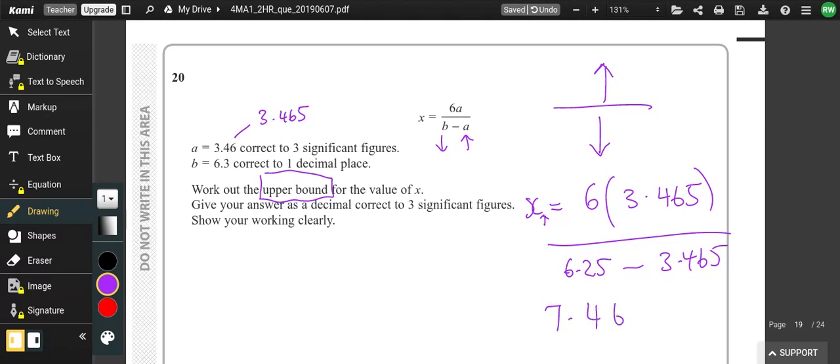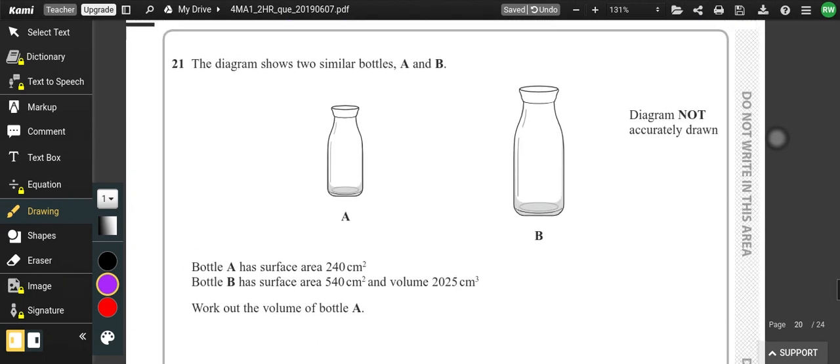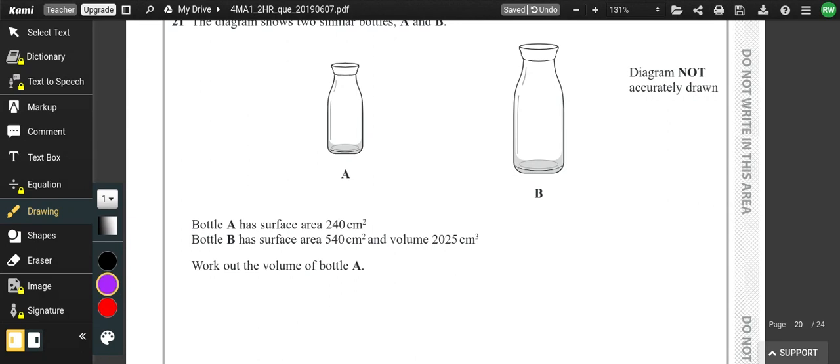7.46 to 3 SF. Okay. Two similar bottles, surface area. So when they give you the surface area, then we divide those two. 540 over 240, 27 over 12. What's that? 27 over 12, 9, 2.25.